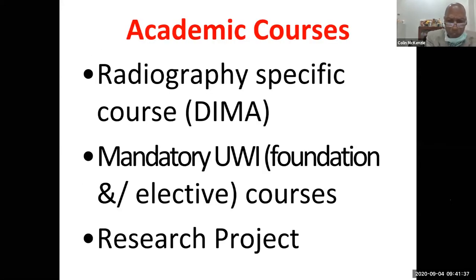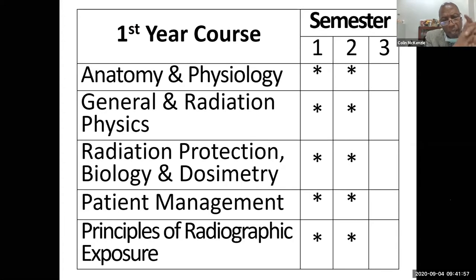Now, the academic courses. You have the radiographic-specific courses that we call the DEMA courses. Then you have some mandatory UWI foundation courses and elective courses that you may have to do or will have to do, and there's a research component, right? Now, in first year, you will be doing the following courses, and if you look at the chart, you will see where the asterisk will tell you if it's 1 semester or 2 semester or 3 semester, okay?